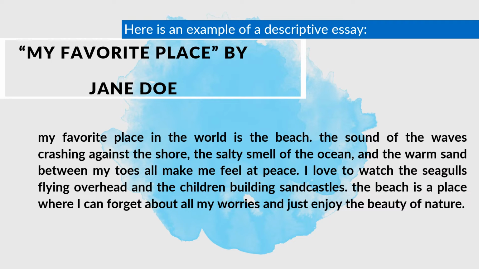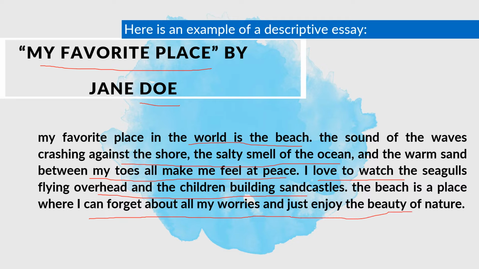So here is an example of a descriptive essay, and the topic is My Favorite Place by Jane Doe. My favorite place in the world is the beach. The sound of the waves crashing against the shore, the salty smell of the ocean, and the warm sand between my toes all make me feel at peace. I love to watch the seagulls flying overhead and the children building sandcastles. The beach is a place where I can forget about all my worries and just enjoy the beauty of nature.